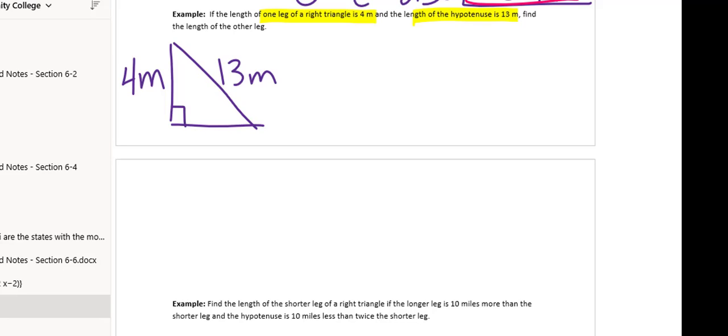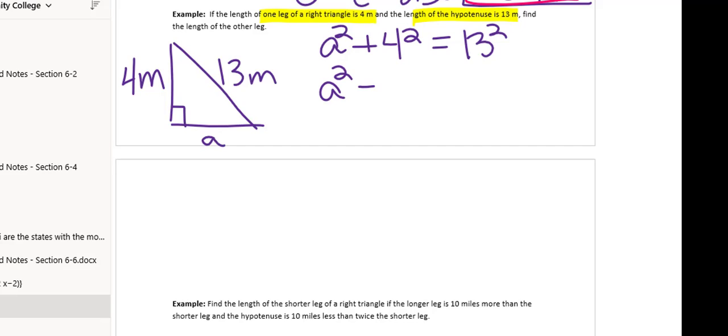Find the other leg. Okay, well, the other leg I'm going to say is my A. It could be B. You know, legs are interchangeable, but we'll just say it's A. And I know I'm going to use the Pythagorean theorem because that is the equation that gives that relationship, okay, between all the sides of a right triangle. So I'm going to put what I know in. So A squared plus 4 squared, because that's one of my legs, is equal to 13 squared, my hypotenuse squared. So A squared plus 16 is equal to 13 squared, 169.